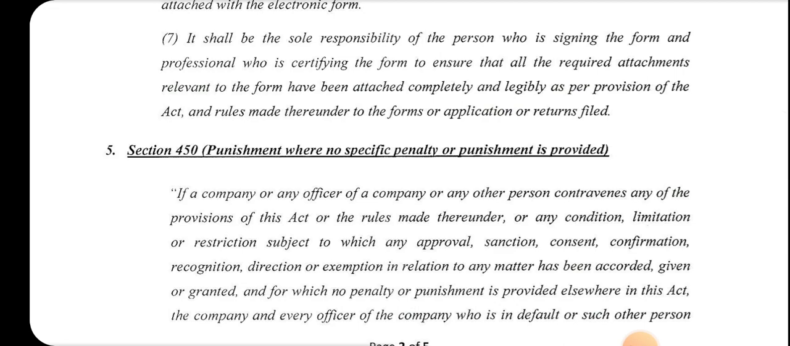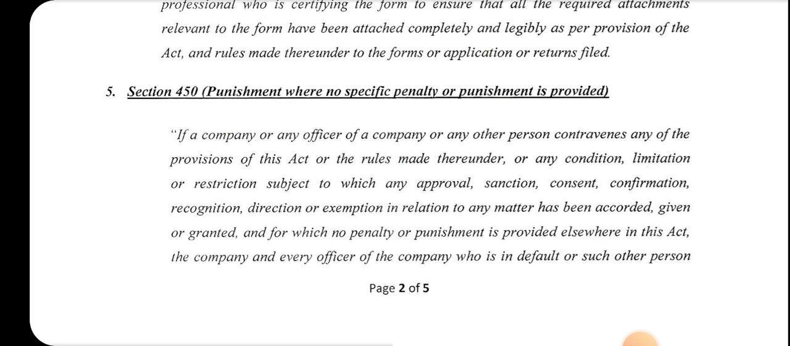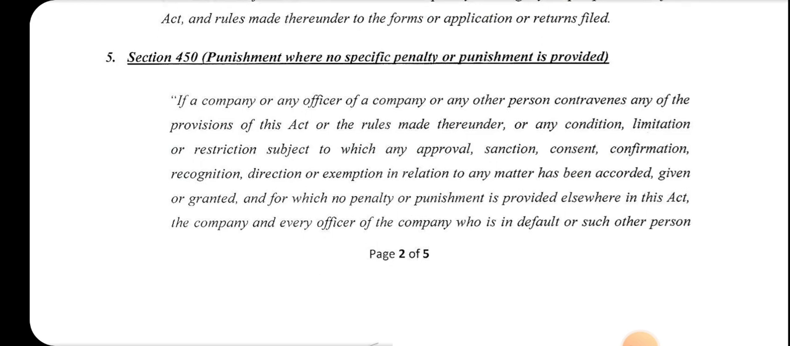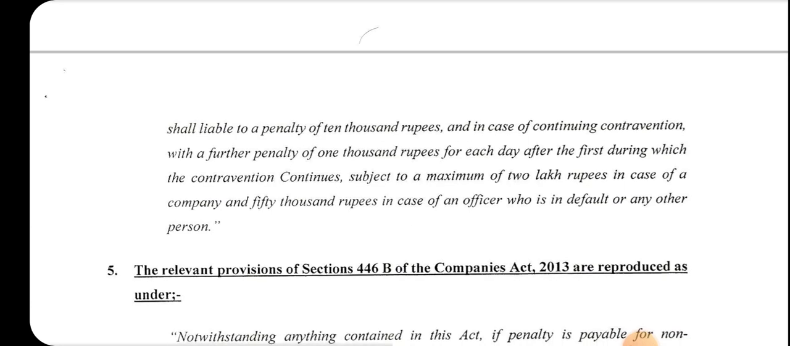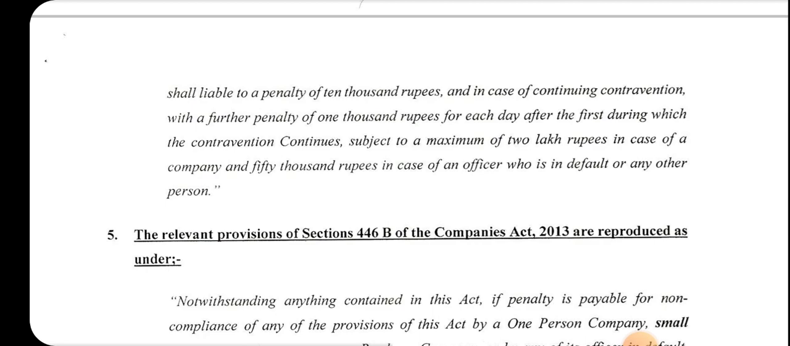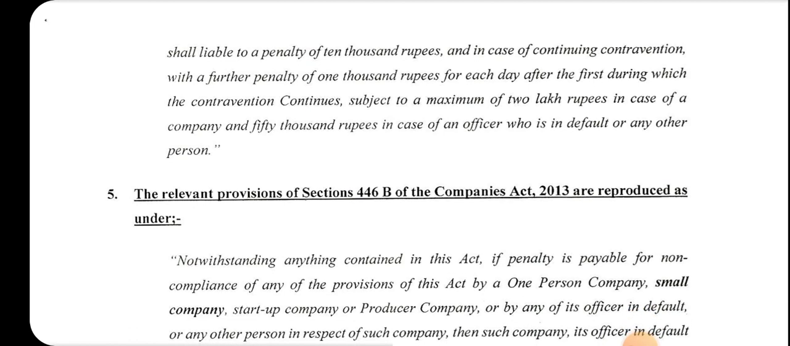Punishment where no specific penalty or punishment is provided is given in Section 450 of the Companies Act, and it says that if a company or officer in default or any person contravenes any of the provisions of the Act or rules made thereunder, or any condition, limitation or restriction subject to which any approval, sanction, consent, confirmation, recognition, direction or exemption in relation to any matter has been accorded, given or granted, and for which no penalty or punishment is provided elsewhere in this Act, then the company and every officer of the company who is in default or such other person shall be liable to a penalty of 10,000 rupees, and in case of continuing contravention, a further penalty of 1,000 rupees for each day after the first during which the contravention continues, subject to a maximum of 2 lakh rupees in case of the company and 50,000 rupees in case of an officer who is in default or any other person.